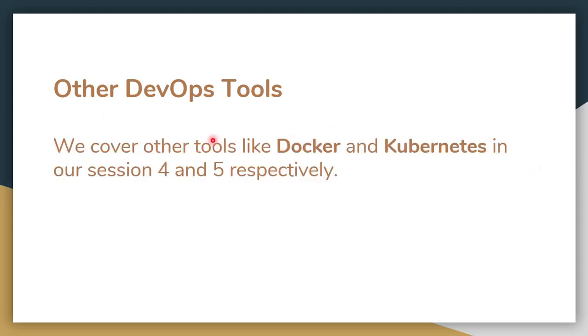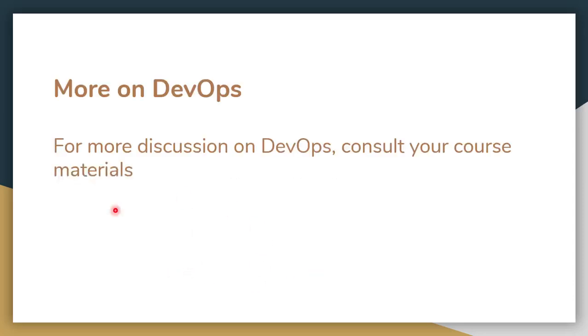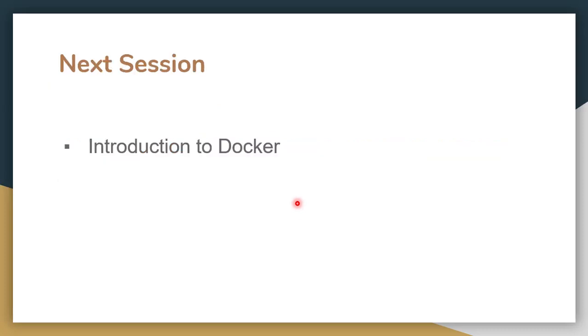So other DevOps tools, we cover tools like Docker and Kubernetes in our next sessions, but these are fantastic DevOps tools, very popular, and they are incredible products that add a lot of value. Just to recap what we covered: what is DevOps, DevOps adoption, DevOps tools, and what is continuous integration and continuous deployment. For more on DevOps, please consult your learning materials. And our next section is Introduction to Docker.